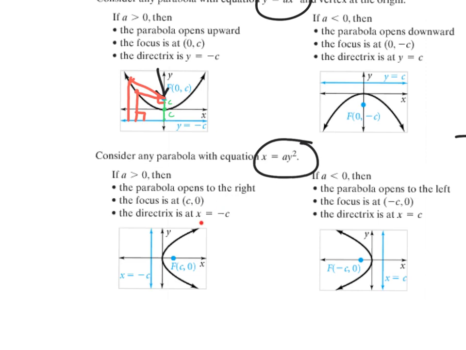So if the directrix is a vertical line, it's going to be x equals. If it's a horizontal line, it's going to be y equals. If the focus is on the y-axis, then you're going to have 0, C as your focus, or 0, negative C. But if it's on the x-axis, it's going to be C, 0 or negative C, 0. So I'm going to go on the next page and practice some problems here.